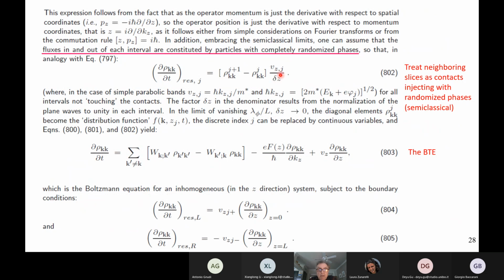This becomes the derivative, the spatial gradient if you wish, along the z direction of the density matrix. This now becomes a function of k and position, by the way I've defined it, rather than expressing it as position j. I express it in terms of a continuum in the limit in which the thickness of the slice tends to 0.